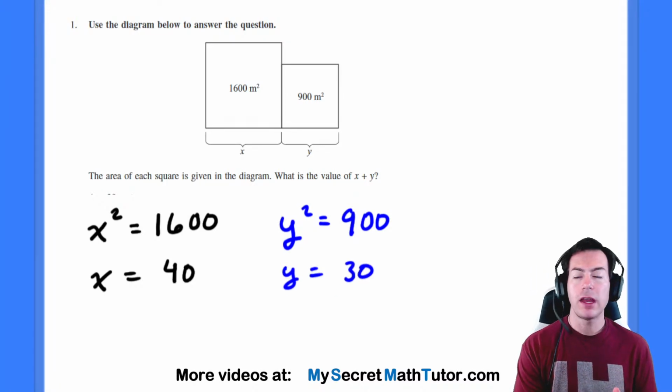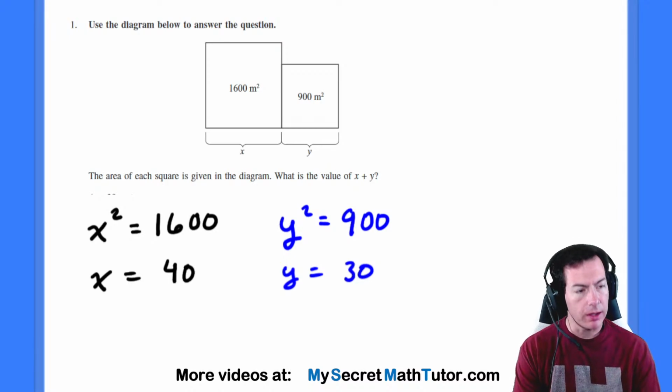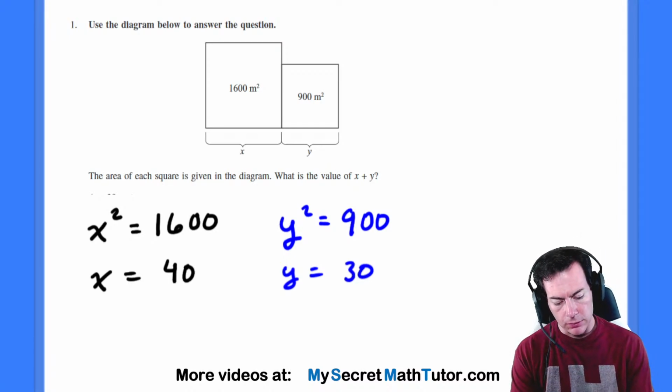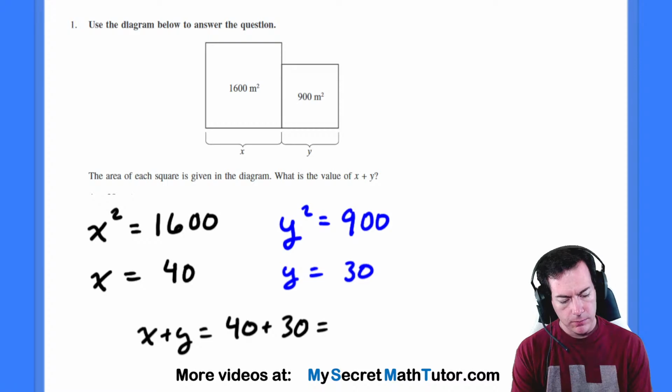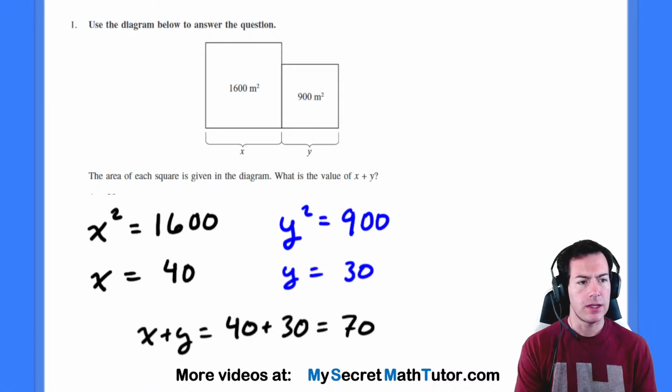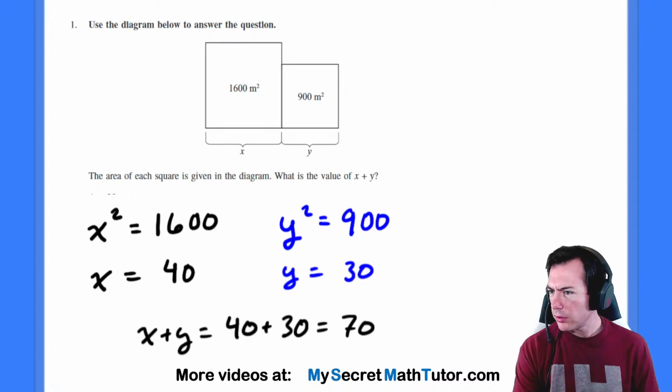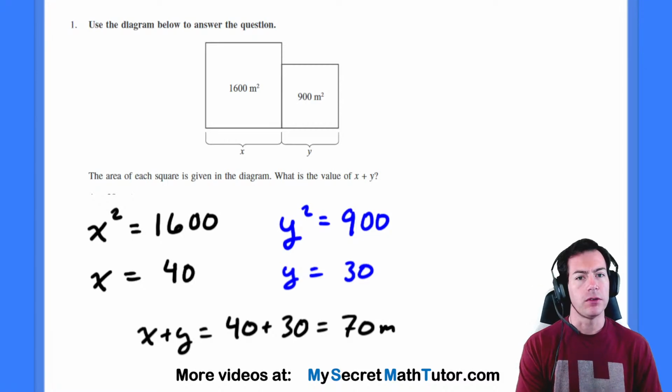Okay, so now that I have the value of x, I have the value of y. Now we can really just add those together. So x plus y, this would give us the 40 plus the 30 for a grand total of 70. And that would be the value of x plus y. There are units for this one, so we would also want to include the units, and these are in meters.